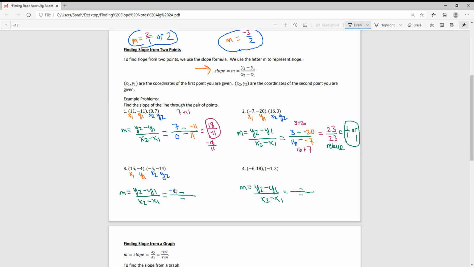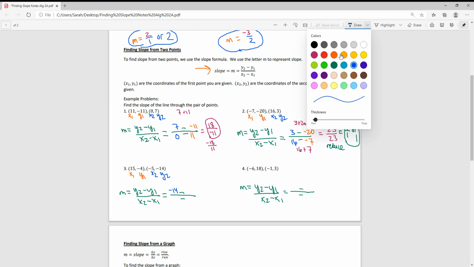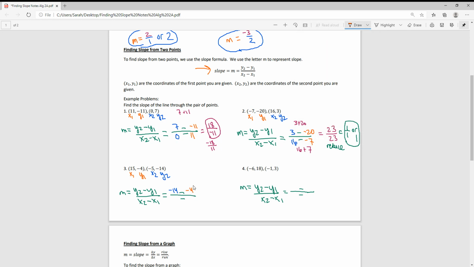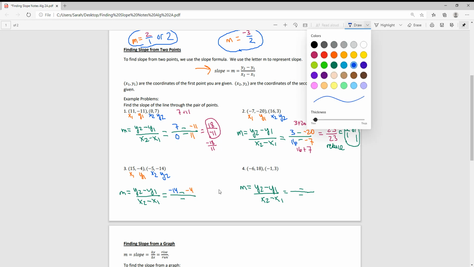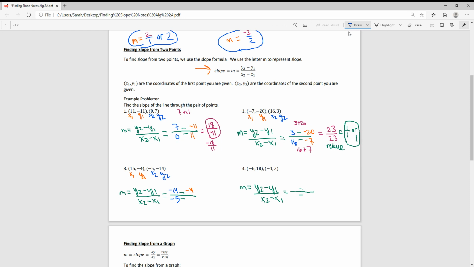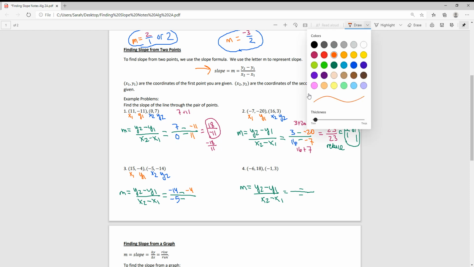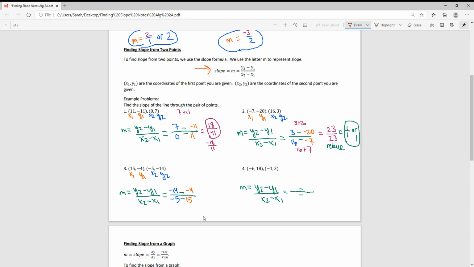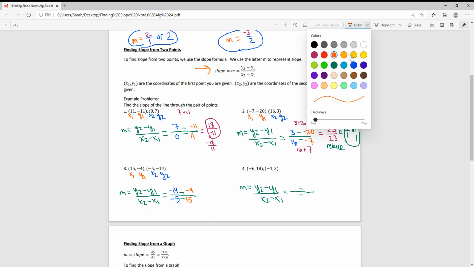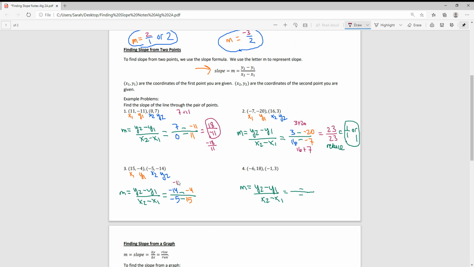y2 is negative 14 minus y1 is negative 4. x2 is negative 5 minus x1, which is 15. And so then let's do the math. Negative 14 minus negative 4 is really like negative 14 plus 4. Either way you think of that, you end up with negative 10. Negative 5 minus 15 is negative 20.